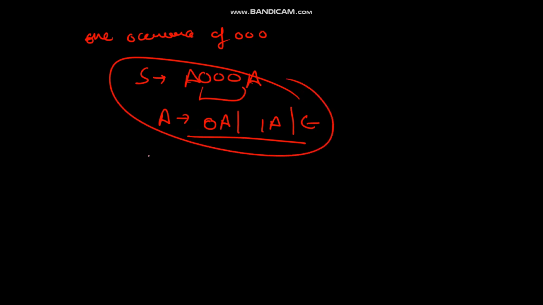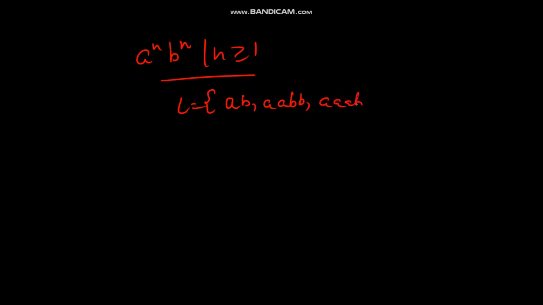Now let us consider the case which says a to the power n, b to the power n, where n is greater than or equal to 1. For such a case, the language will be AB, AABB, AAABBB, because this is the case of an equal number of A's and an equal number of B's. So here it will be something like this: S goes to aSb or ab. What can this S be? This can be repeated, and it can be ab. So this is the production rule.